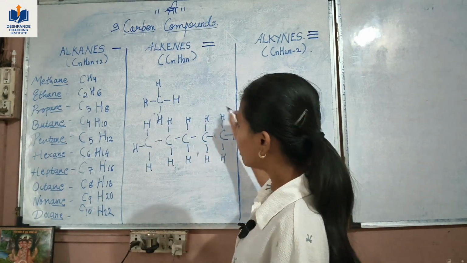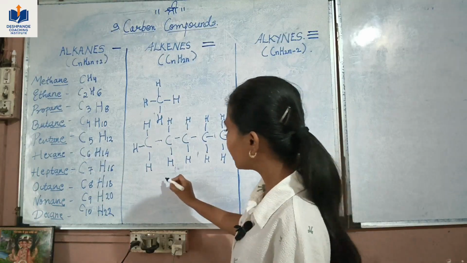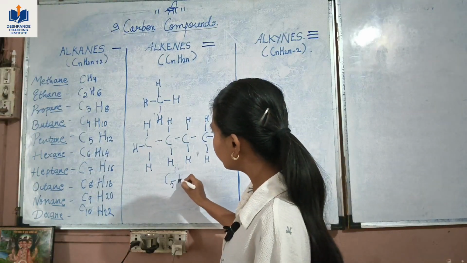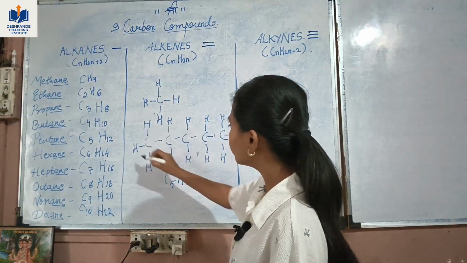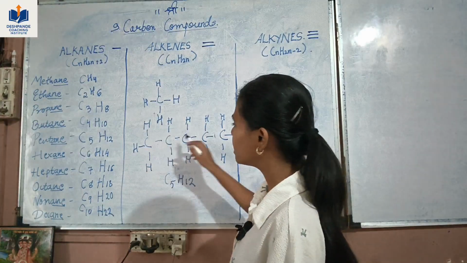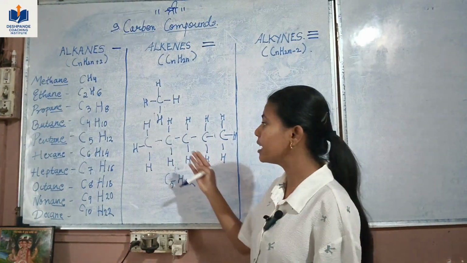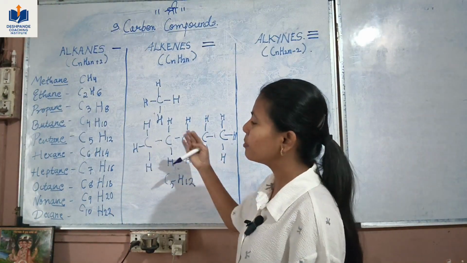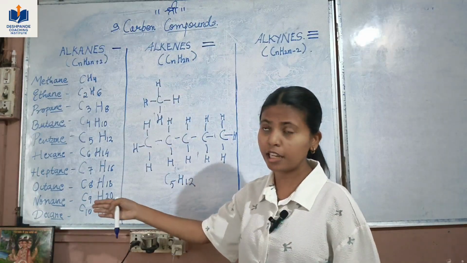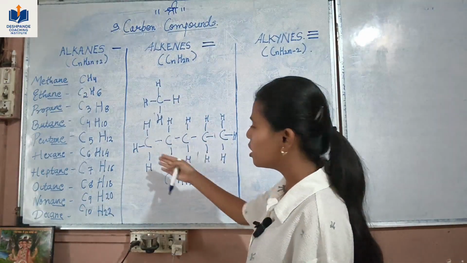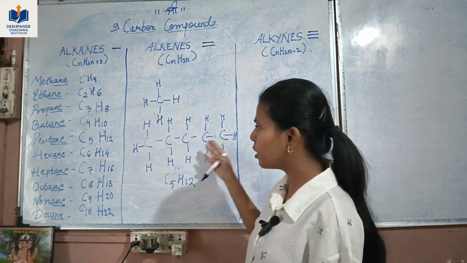And now our pentane looks something like this. C5H12. You can count the number of hydrogen atoms is 12 and C is 5. So this is how we write pentane. So if in the exam it comes that write the members of the alkane family and draw their structure, it is very simple. You have to draw like this.